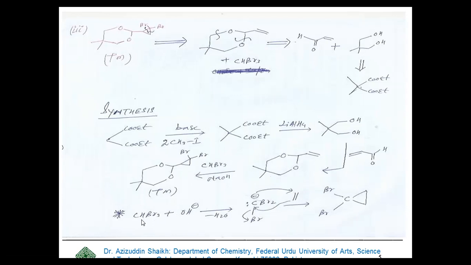The base abstracts a proton, and the carbene will be obtained. This carbene reacts with this alkene, and the bromide will be removed and substituted, giving the dibromocyclopropane ring.